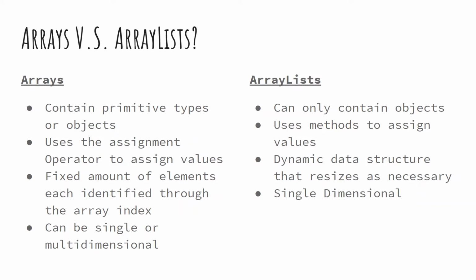So, arrays versus ArrayList. An array can contain primitive types or objects, while an ArrayList can only contain objects. Arrays use the assignment operator to assign values, while ArrayLists use methods to assign values. Arrays have a fixed amount of elements, and they're identified through an array index, while ArrayLists are dynamic and they can resize as necessary. And then finally, arrays can be single-dimensional or multi-dimensional, while ArrayLists are only single-dimensional.